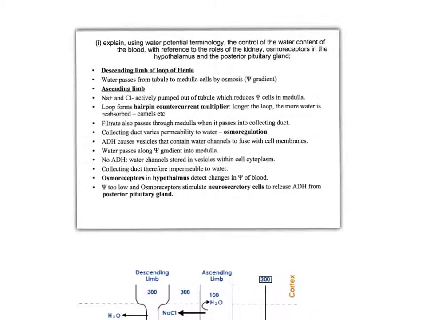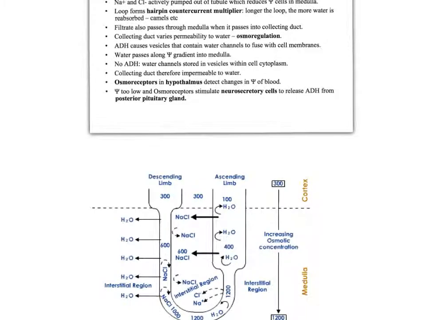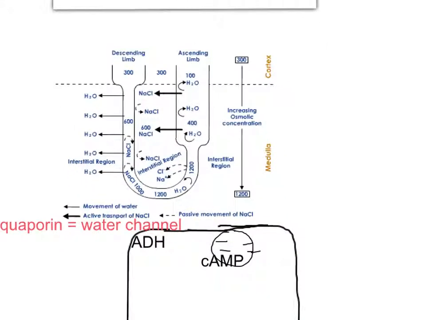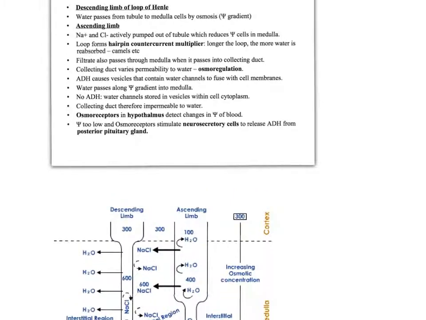So, moving on. Once the filtrate has moved out of the loop of Henle, what then happens is it passes through the distal convoluted tubule, and you don't really have to know much about the distal convoluted tubule at all. In fact, you don't have to know anything at all about it, so we won't mention it. But we do have to know what goes on in the collecting duct.